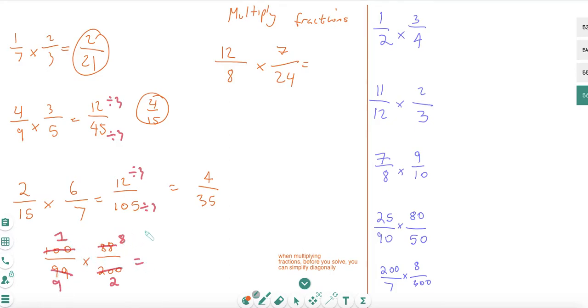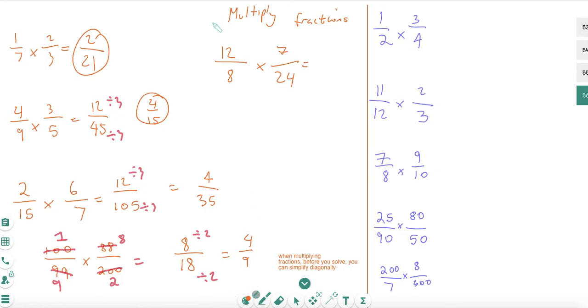1 times 8 is 8. 9 times 2 is 18. Let's simplify our answer. We can divide both numbers by 2. Equals 4 over 9. Here. That's 8 times 24, that's going to be a bit of a pain. 12 times 7, that's a bit of a pain.